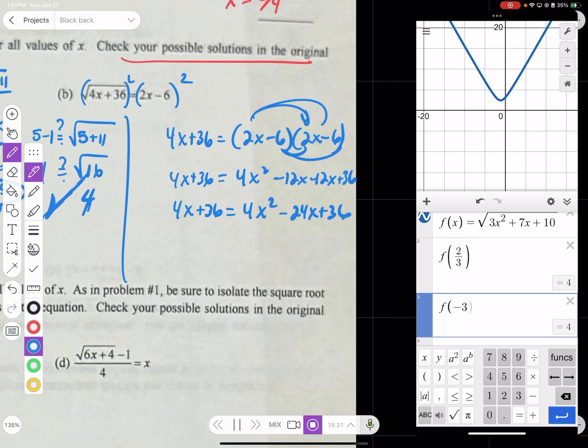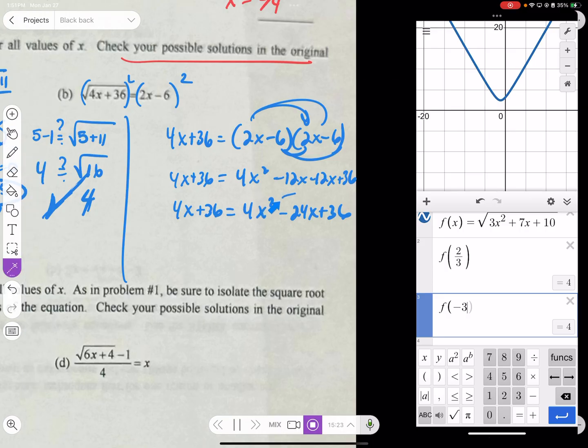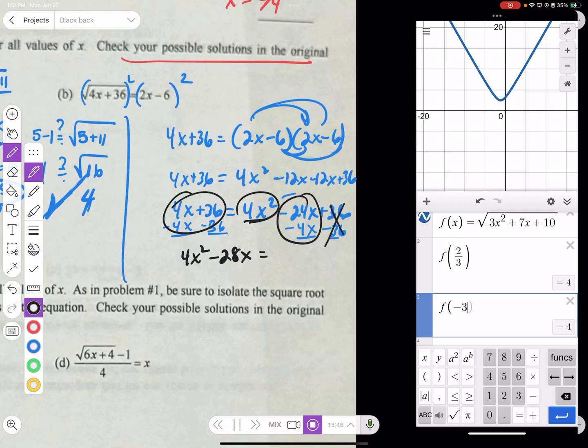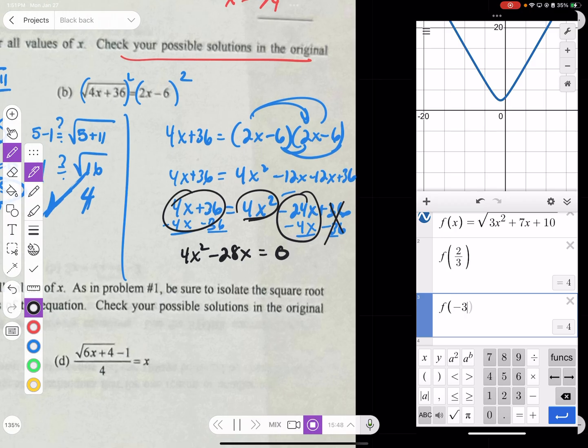Let's see here. Quadratic. So I've got to get them equal to 0. This time I'm going to get the left side equal to 0. So I'll subtract the 4x. Line them up. I'll subtract the 36. Line them up. I'd end up with just 4x squared on the right. I'd end up with a total of minus 28x. 36 and negative 36 cancel, and I'm putting the 0 that was over here now on the right-hand side.